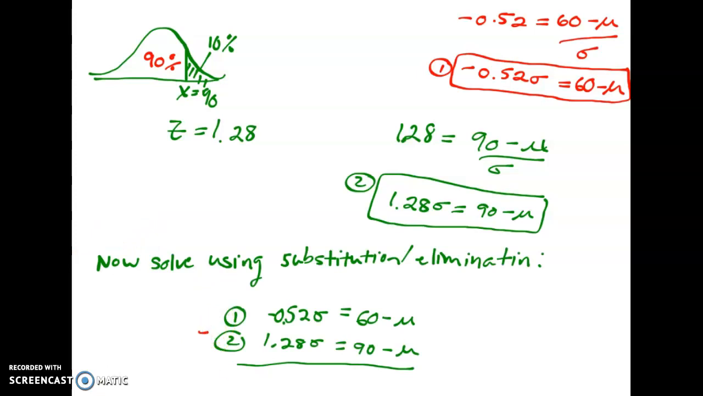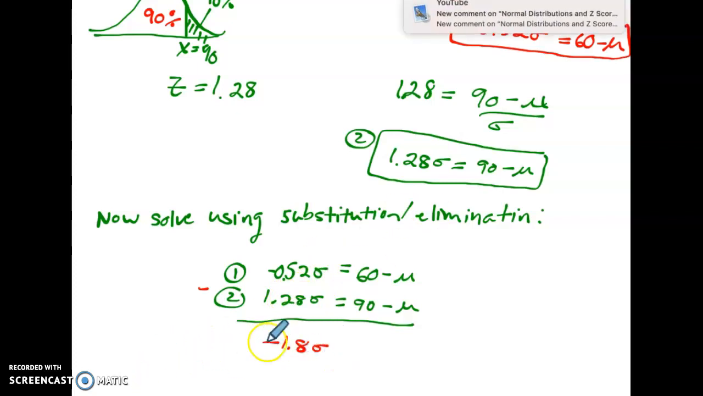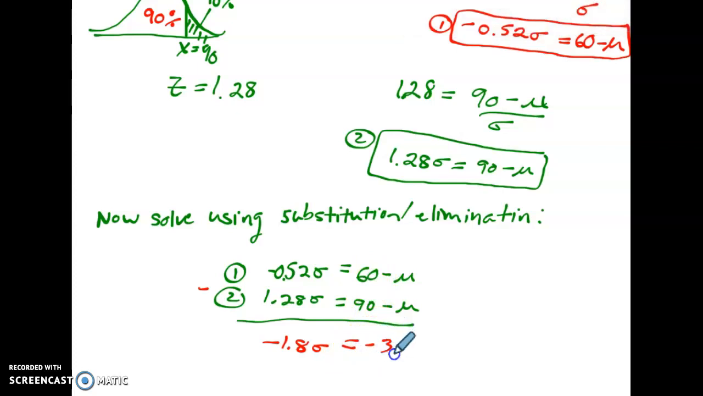So I've lined up my two equations here, and now I'm going to subtract them. So negative 0.52 sigma minus 1.28 sigma gets me negative 1.8 sigma. And then 60 minus 90 gets me negative 30. And my mu's, because they're the exact same, when I subtract them, they will cancel out. Okay, so now I can actually solve for sigma by dividing both sides by negative 1.8.